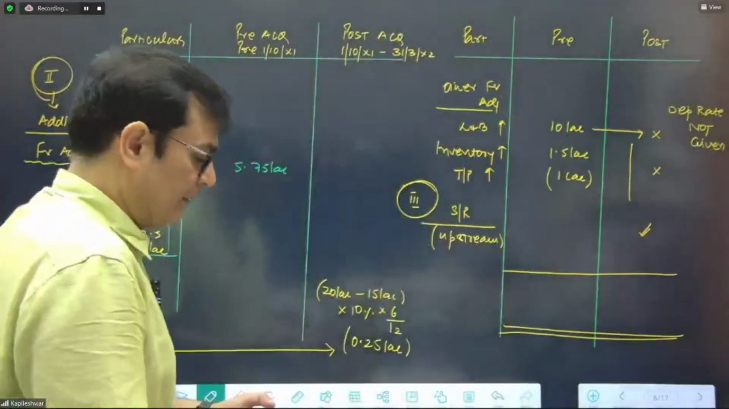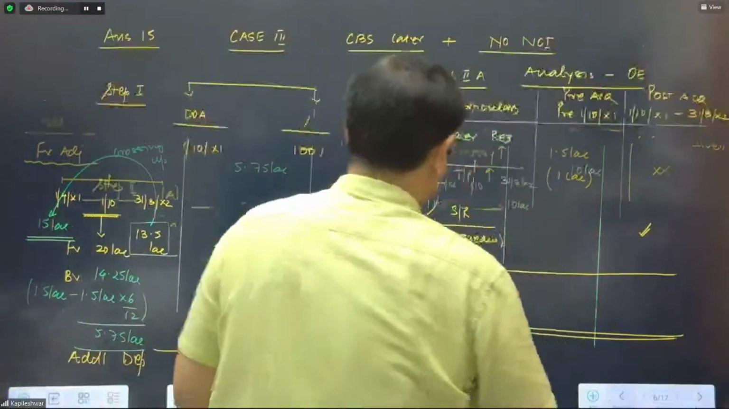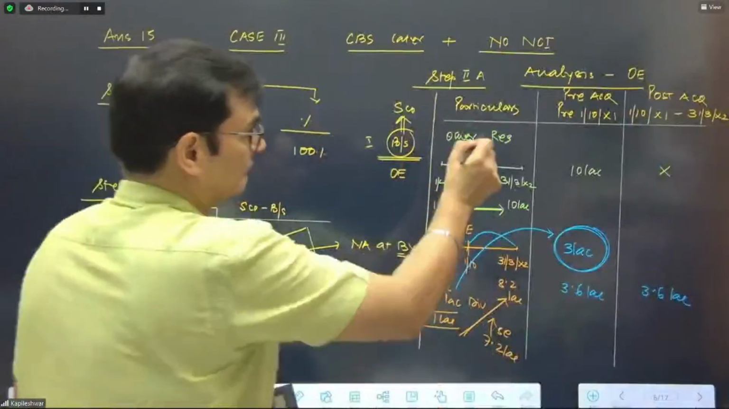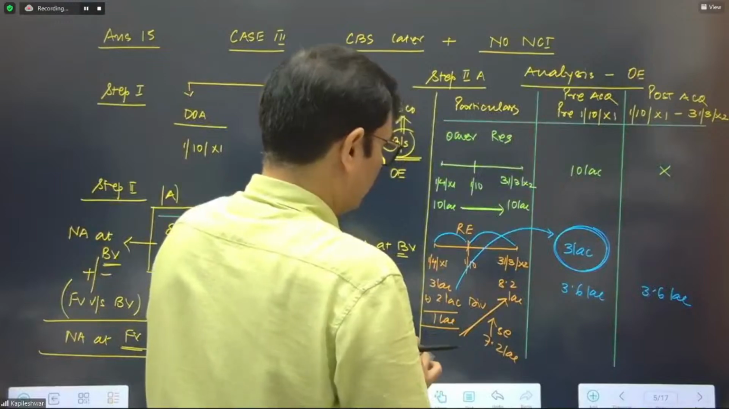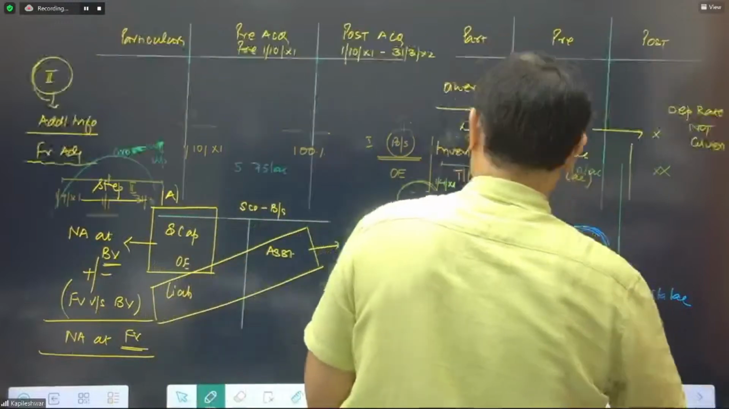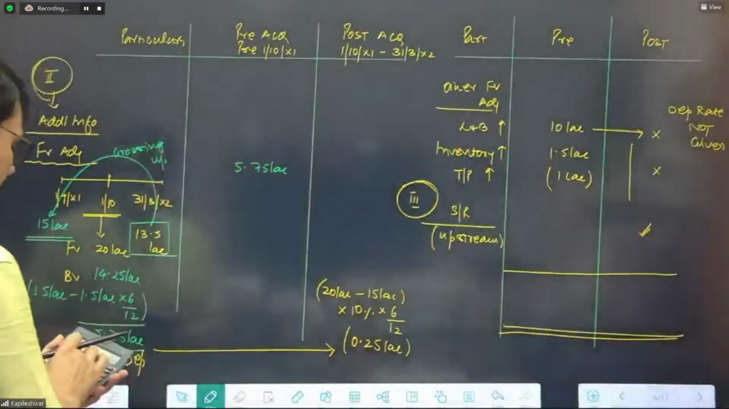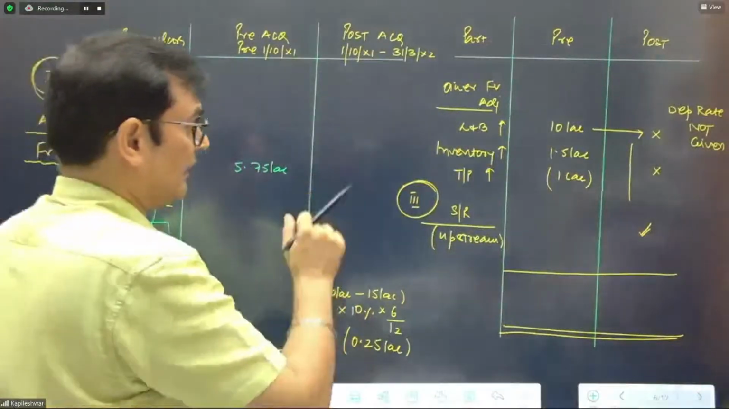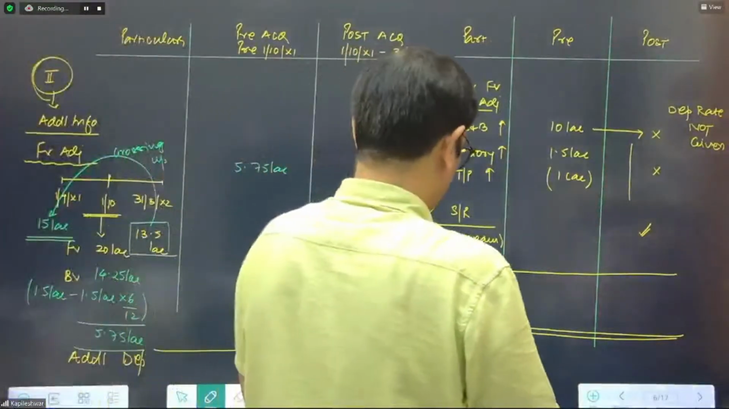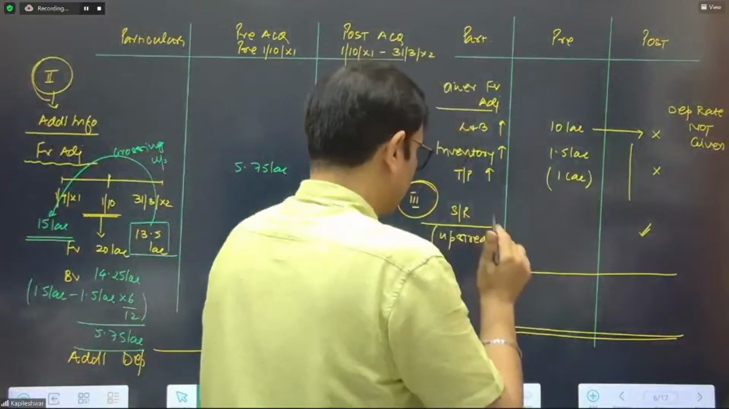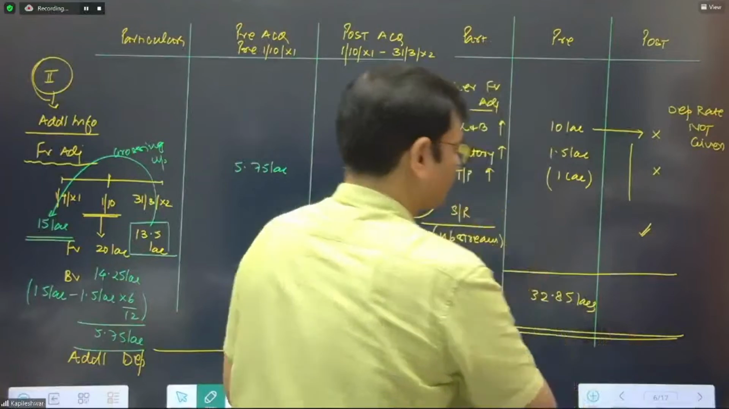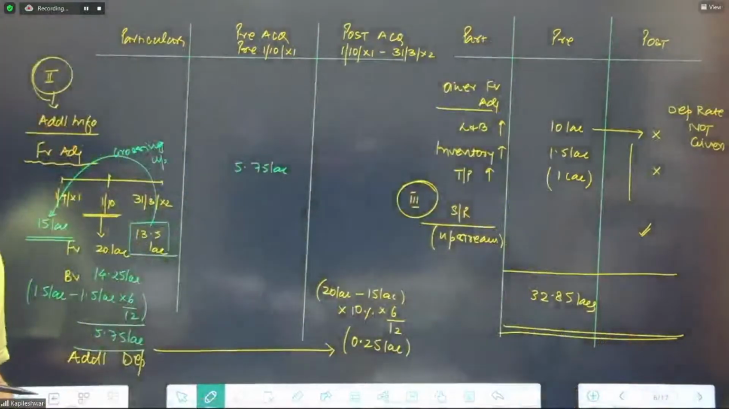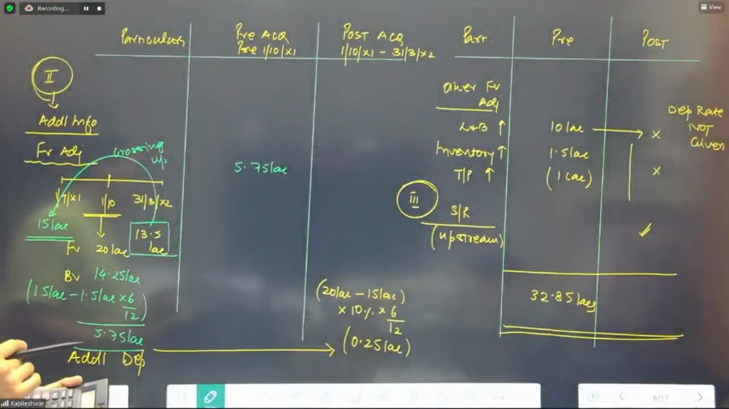Let's now consider the figure in the pre and post columns in total. So this is, I think, 10 plus another 3 plus 3.6. And this is another 5.75. And this is another 10 plus 1.5 minus 1. I think this is coming to 32.85 lakhs. This is the figure in the pre-acquisition, 32.85.